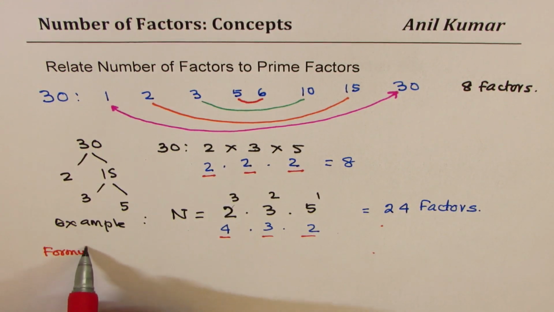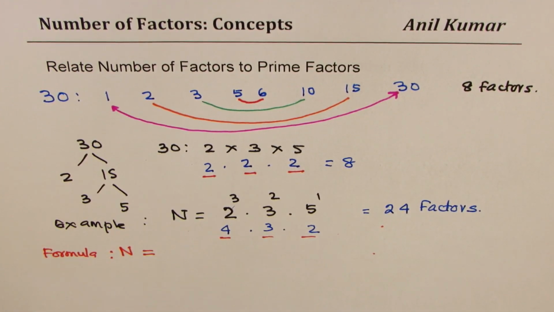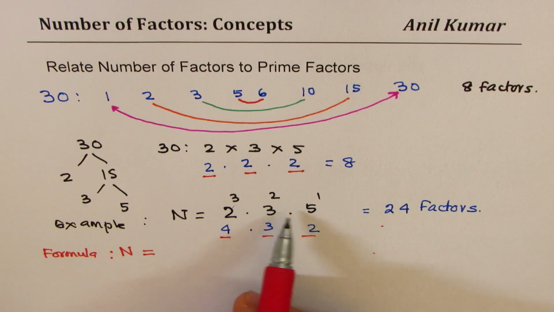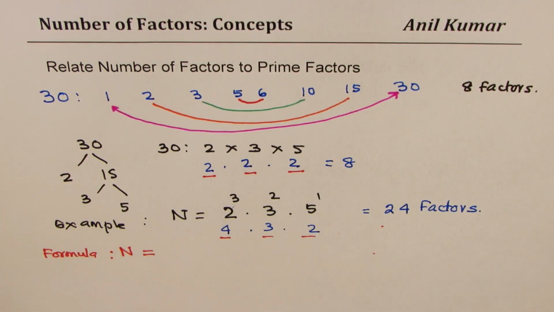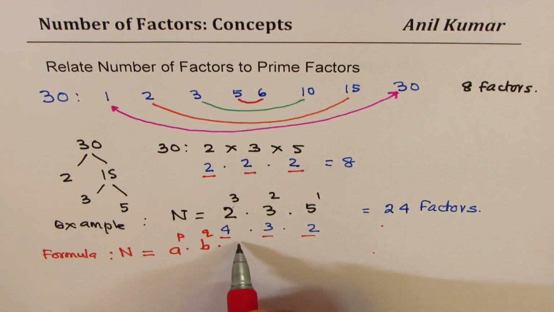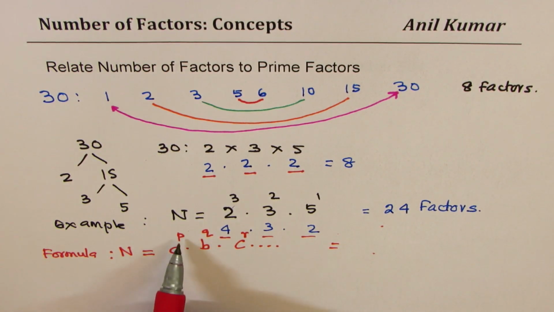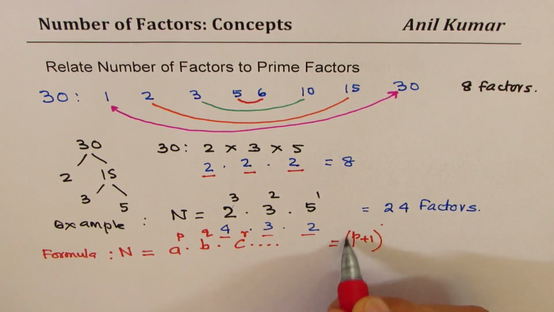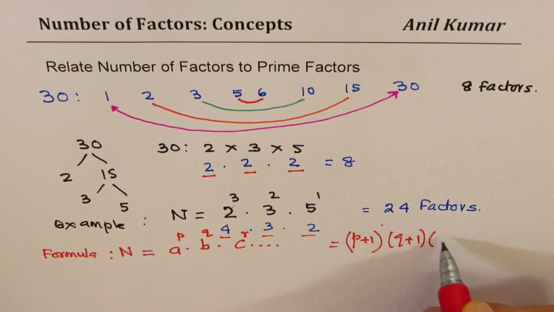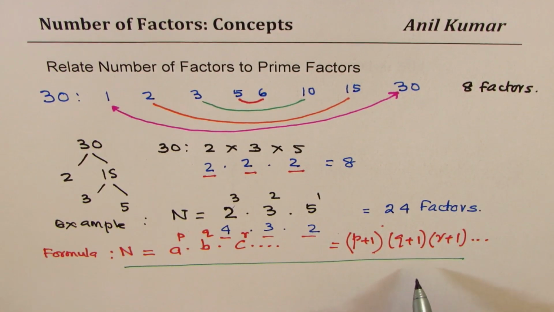So our formula for number of factors is, if I write a number n as equal to, so these are prime numbers, right? So let's say prime number a to the power of p times b to the power of q times c to the power of r times so on. In that case, the number of factors will be (p plus 1) times (q plus 1) times (r plus 1) and so on. So that gives you the formula which can help you to find the number of factors.